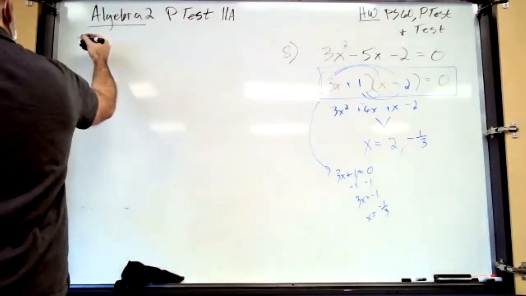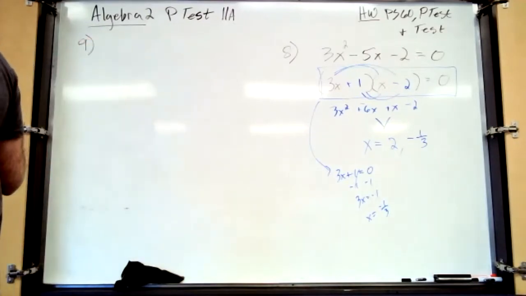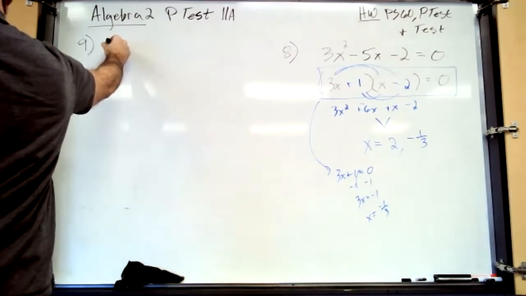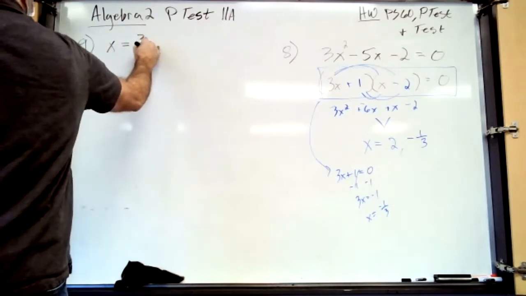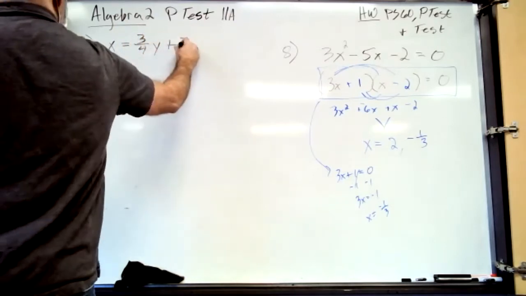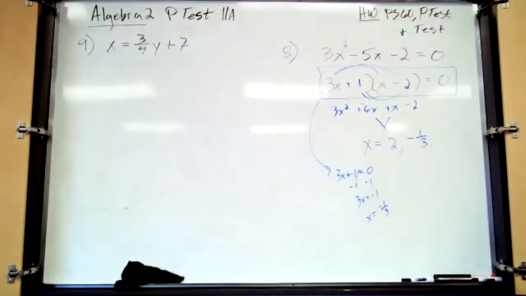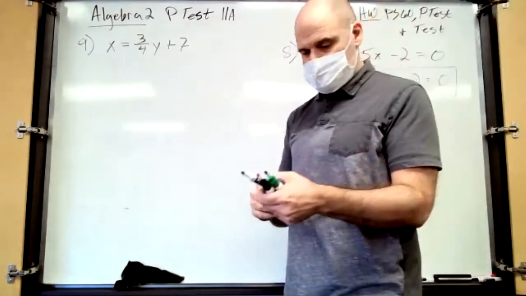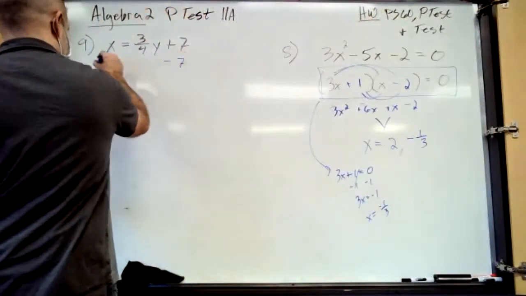All right, number 9 is find an equation for the inverse. First step to find an equation for the inverse is swap the x's and y's. X equals 3/4 y plus 7. You see what I did? Step 1, reverse the x's and y's. Now I have to solve for y. How do you get rid of 7 and 3/4? What do you do first? Let's get rid of 7.